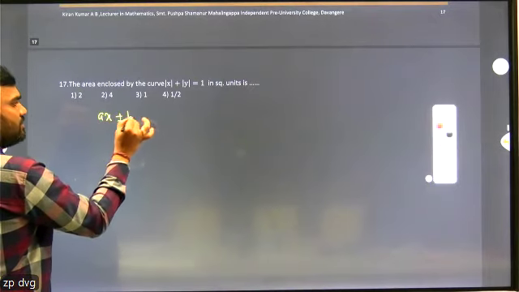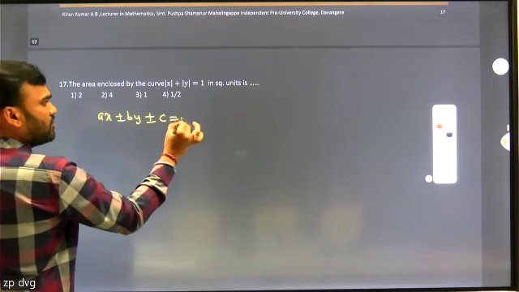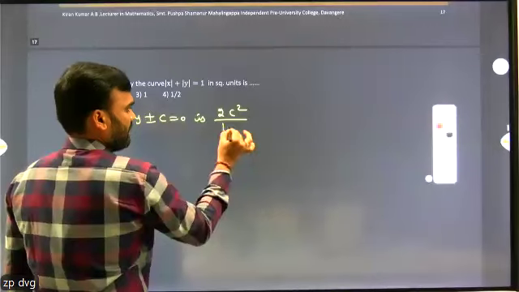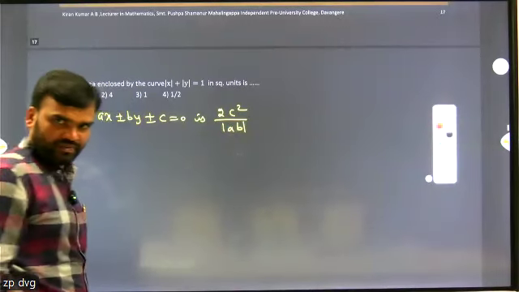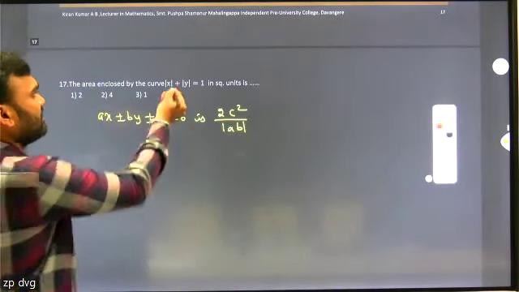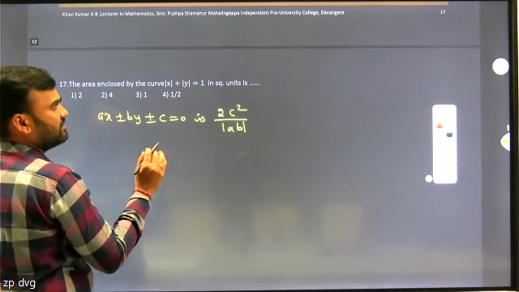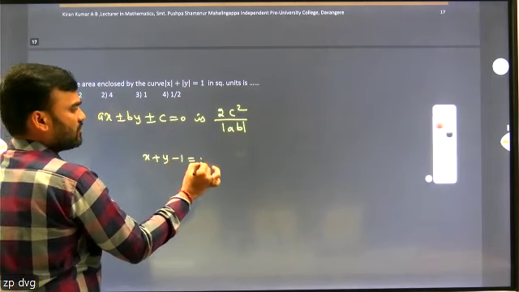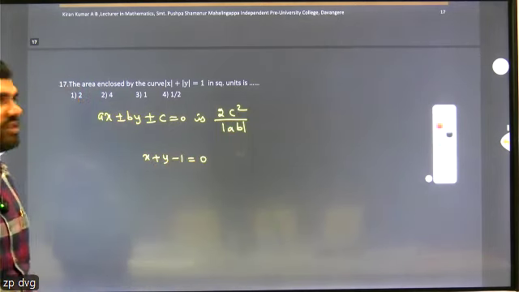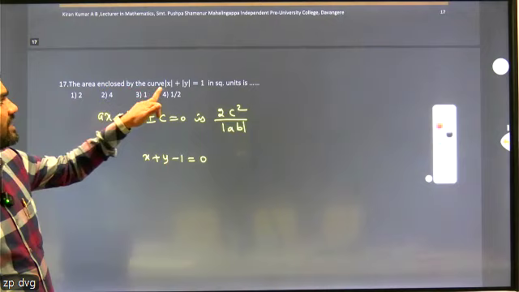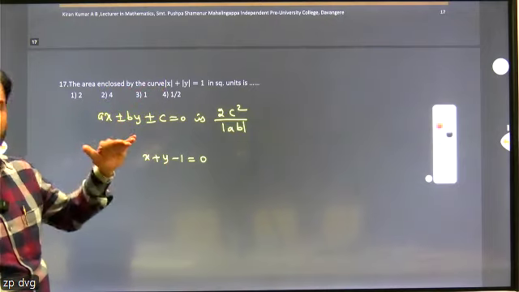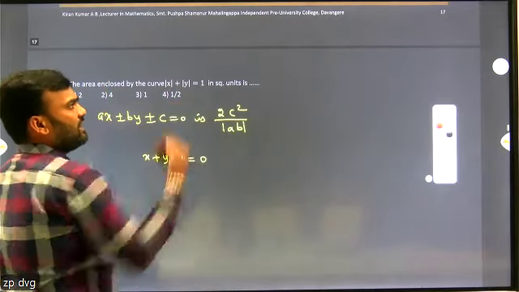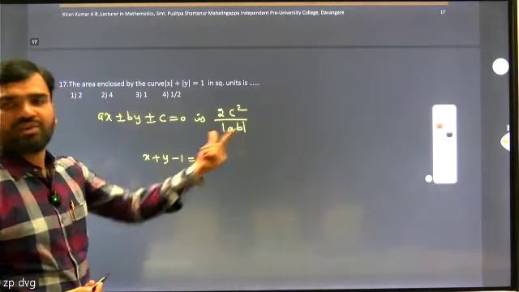The area enclosed by ax plus or minus by plus or minus c is equal to 0 is 2c square divided by modulus of AB. Correct? Actually, I have written this in the form x plus y minus 1 is equal to 0. Either we have to take plus or minus x, minus y. Why? Because here it is modulus of AB.